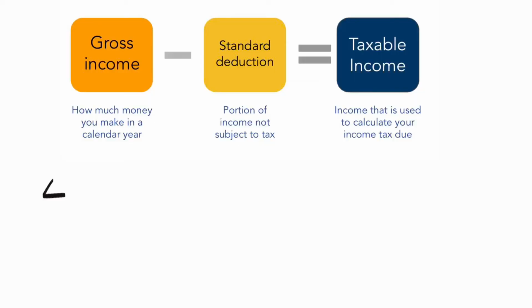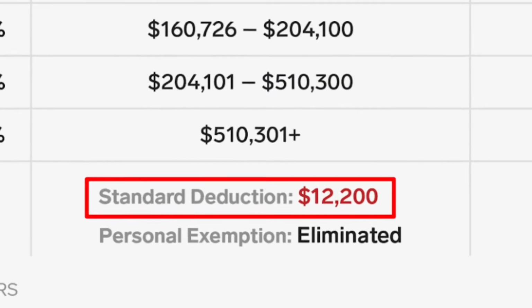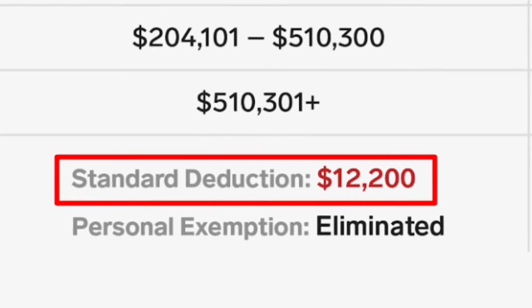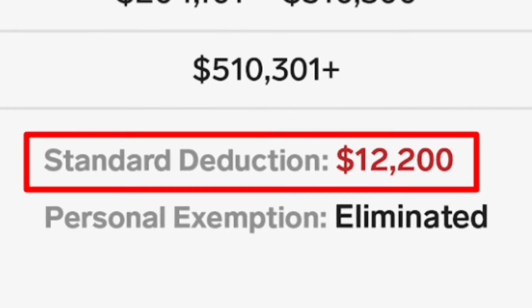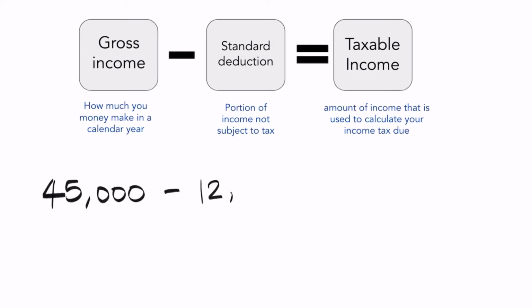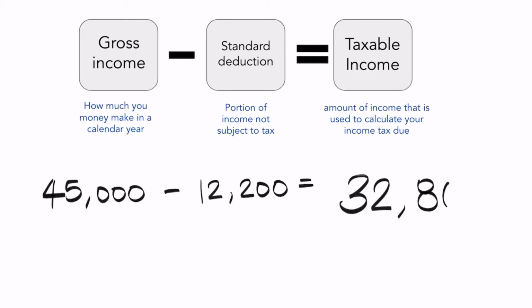So in the example of Elmira, her gross income is $45,000. Then, we can subtract the standard deduction, which, in 2019, is $12,200. Be sure to check the updated standard deduction each year. $45,000 minus $12,200 is equal to $32,800. We will use her taxable income value to then calculate her tax due.